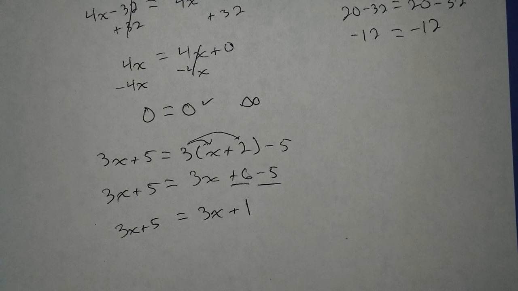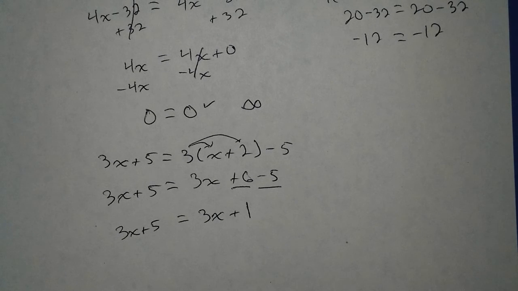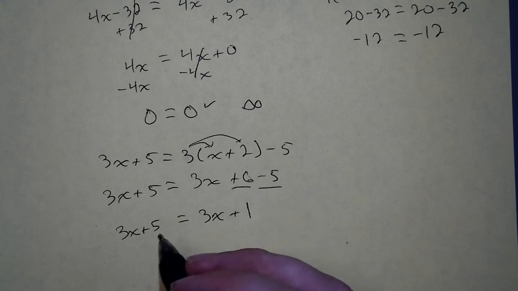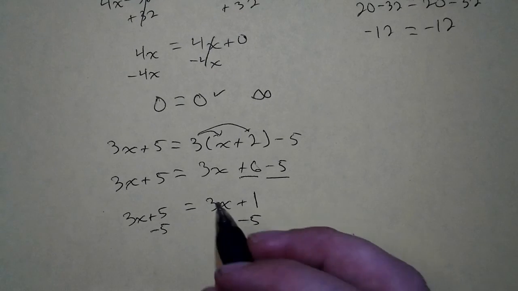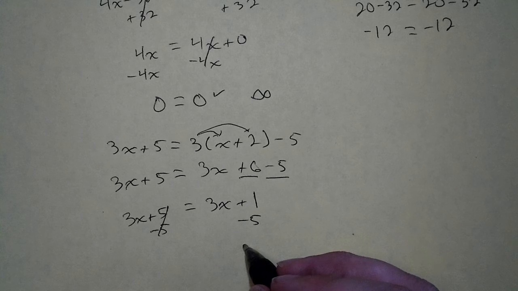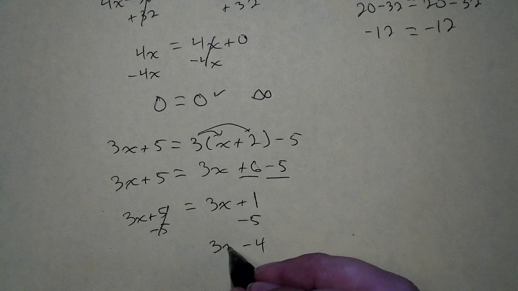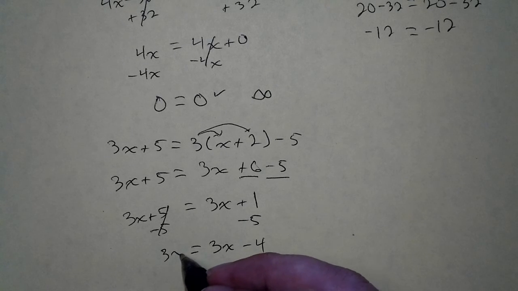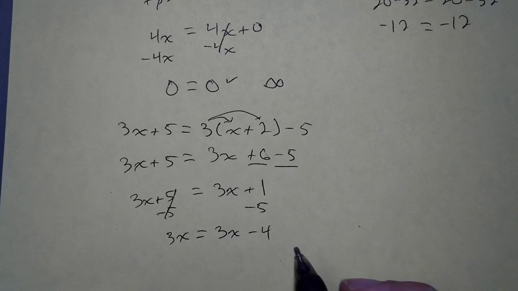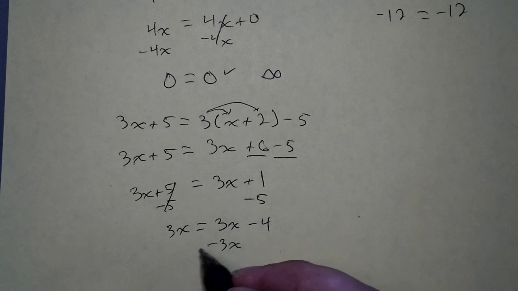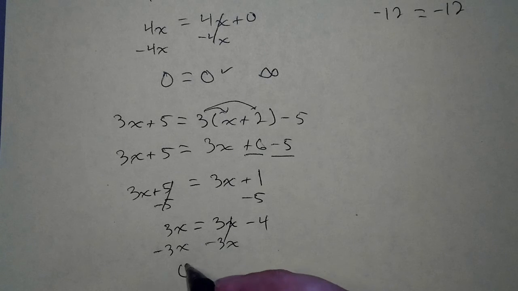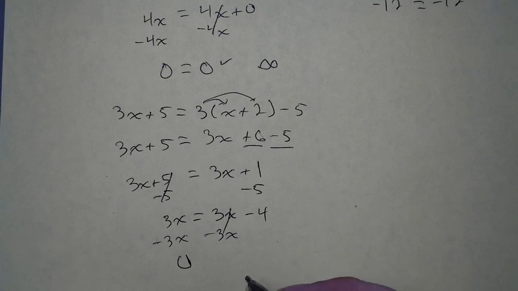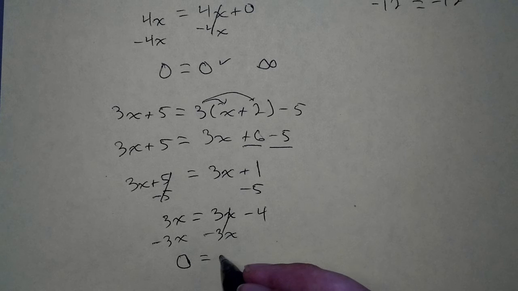Now, I need to get my numbers on one side and my letters on the other. So let's move the 5. Those cancel, and I'll get negative 4 over here. So I've got 3x minus 4 equals 3x. And now I want my variables on the other side. So I'm going to move 3x, 3x. They cancel here. 3x minus 3x is 0. So I've got 0 is equal to negative 4.